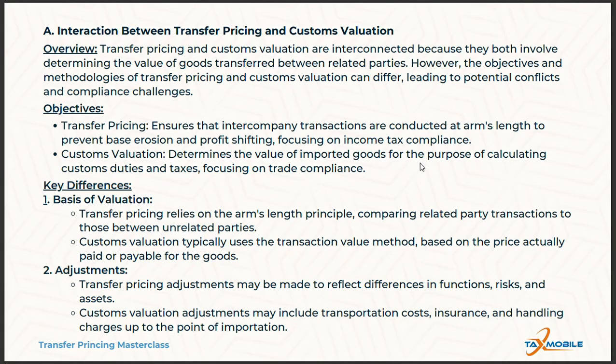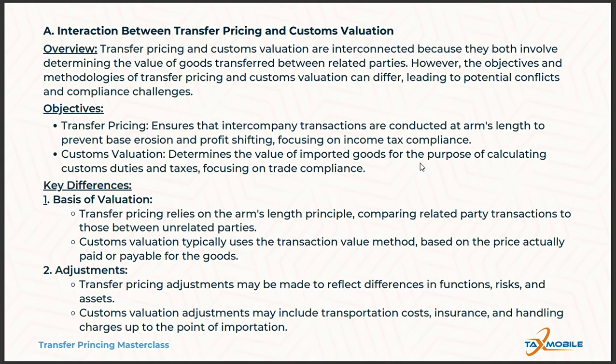The objectives. Transfer pricing ensures that intercompany transactions between related entities comply with the arm's length principle. The idea here is to price goods and services as if they were sold to an independent third party. This prevents companies from artificially shifting profits to jurisdictions with lower tax rates, hence avoiding base erosion and profit shifting, BEPS. So essentially, transfer pricing focuses on ensuring that multinational enterprises allocate profits correctly across the countries in which they operate. We've been discussing this from Module 1 to Module 13. Now we're on Module 14.